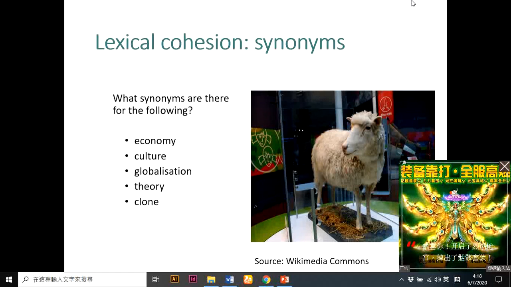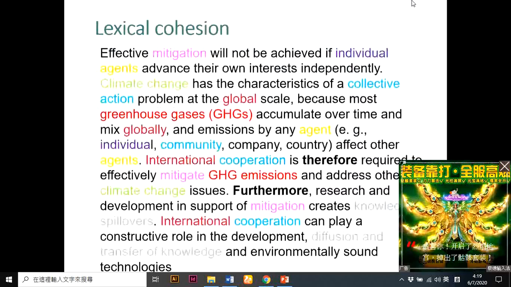I'm going to show you a text that contains a lot of lexical cohesion. Here it is. We looked at this text earlier, but this time we've coloured words which are repeated, or where a synonym replaces the original word. You'll see that there are lots of examples of repetition and synonym use. Mitigation is repeated through mitigate and mitigation.